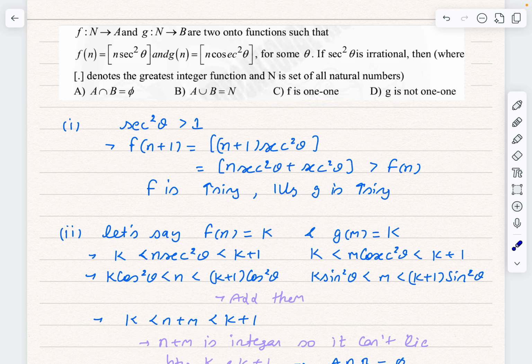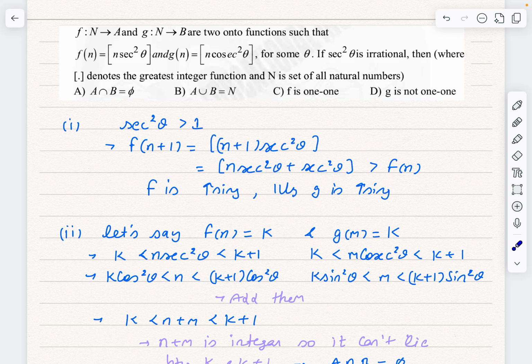So we know if secant square theta is irrational, it has to be more than 1. Secant square theta is basically greater than or equal to 1. If it is irrational, it has to be more than 1. It can't be equal to 1. If you find f(n+1), it will become floor of (n+1) secant square theta. You have to keep in mind secant square theta will act as a constant here. This value will be some fixed irrational value. n is our variable now. So f(n+1) will be floor of (n+1) secant square theta. When you break it, you get n secant square theta plus secant square theta.